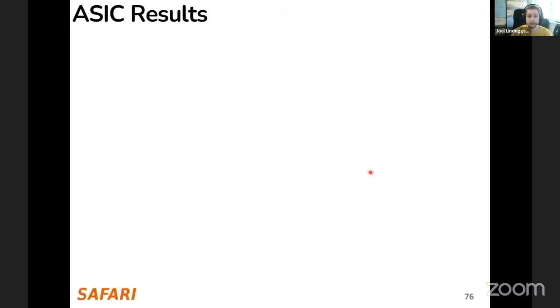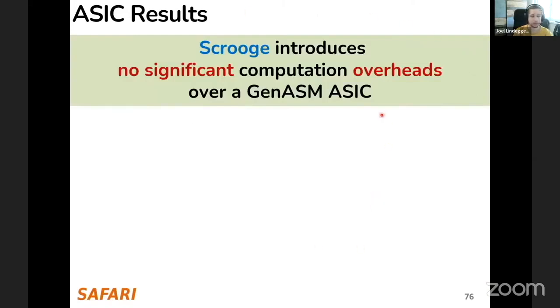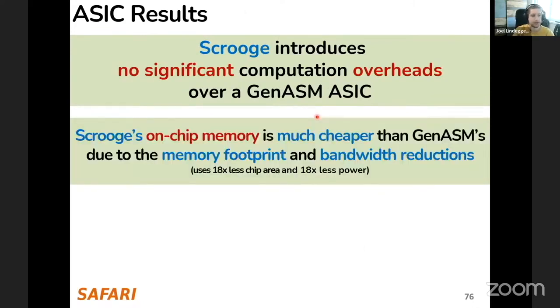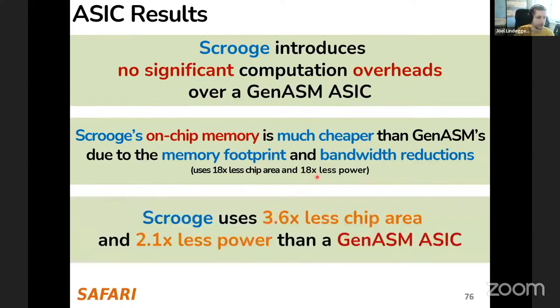Third, we evaluate ASIC results. So we observe that Scrooge, when implemented as an ASIC, introduces really no significant computation overheads over GenASM, while its on-chip memory is much cheaper than GenASM's due to the memory footprint and bandwidth reductions. It uses 18x less chip area and 18x less power, just the on-chip memory itself, due to these improvements. In particular, then, when we calculate these improvements for the entire chip, this results in Scrooge using overall 3.6x less chip area and 2.1x less power than the original GenASM ASIC.